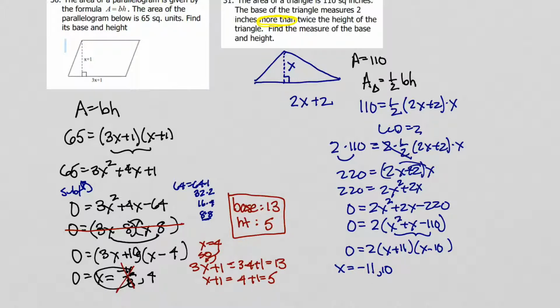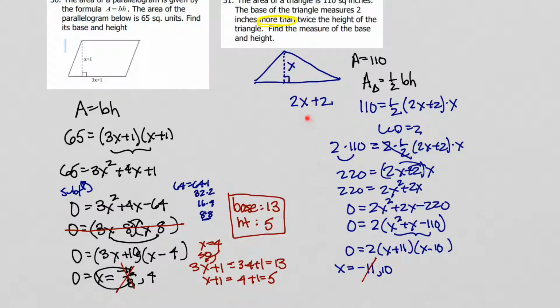But it's a word problem, so follow it all the way back to the beginning. What is x? All the way back up here. x is the height of this triangle. And the height of a triangle cannot be negative. So let's cross out that negative. So we're going to claim that x is 10. So the height is 10.